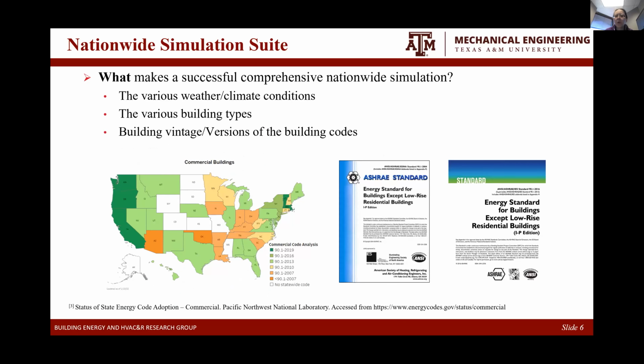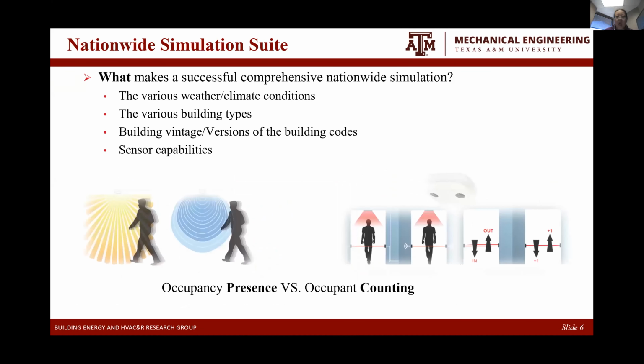And then we also want to consider the baseline using different building codes. This shows the current code compliance requirements for commercial buildings in different states. In the US, most states now follow ASHRAE Standard 90.1, which is the energy standard for buildings except low-rise residential buildings. And then we also want to consider different sensors.